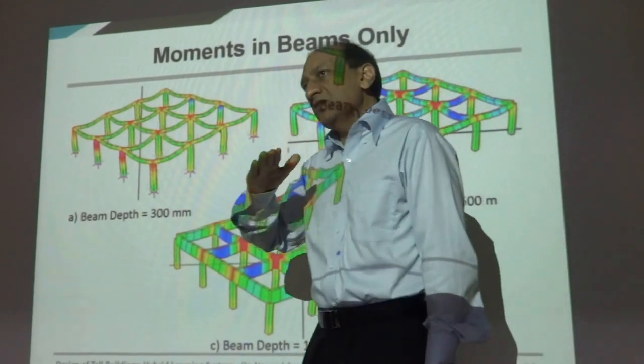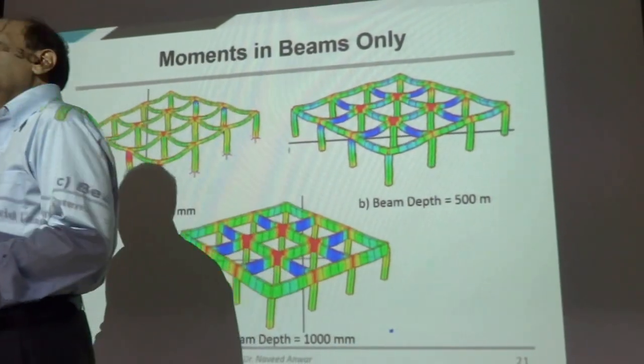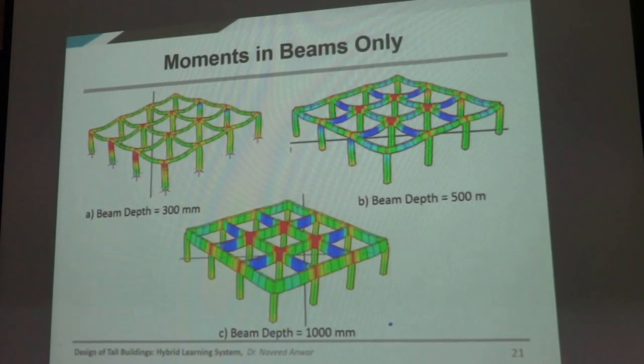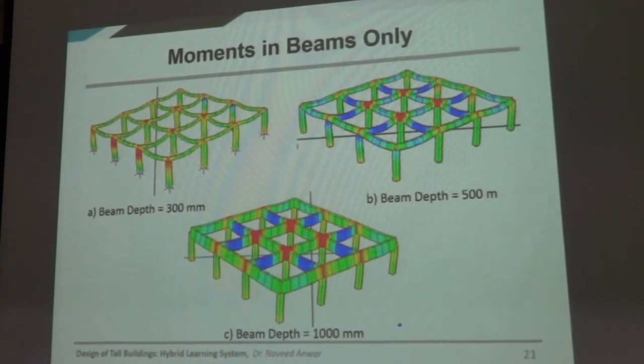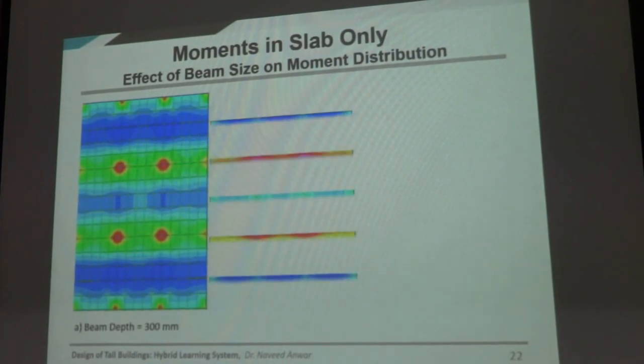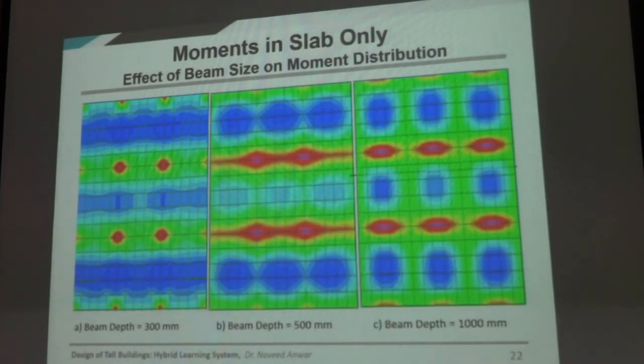So this gives you an idea how the relative stiffness of the systems changes the distribution of load carried by the slab and the beams, and from the top you can also see it's like this. Now this leads us directly to the ACI method for design of slab systems.